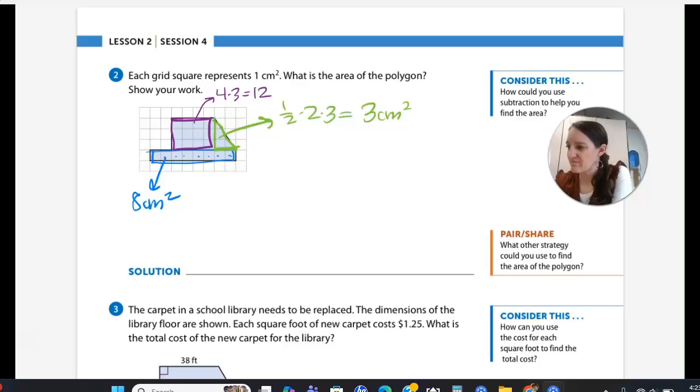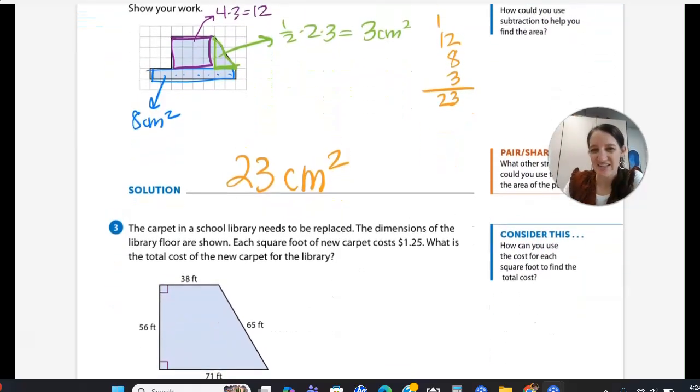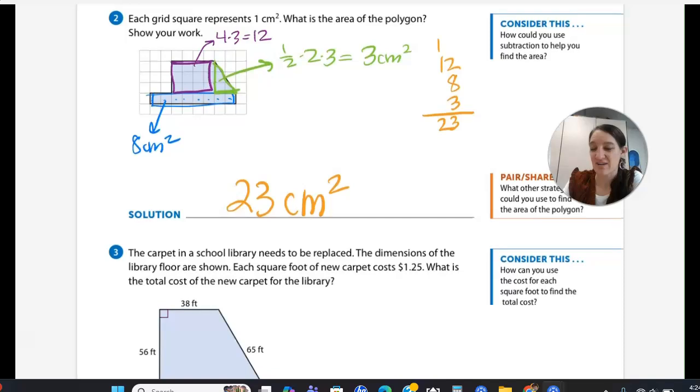And now what am I going to do? I'm going to add them together. 12 plus 8 plus 3, which is 10, 13, 23. Whoa. 23 centimeters squared. What do you guys think about that one? Are there other ways you could have done it? Absolutely, but that's the way I chose to do it. If you did it a different way, should you still have gotten 23 square centimeters?